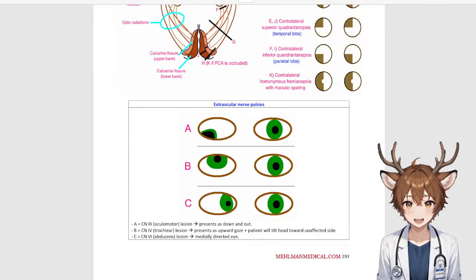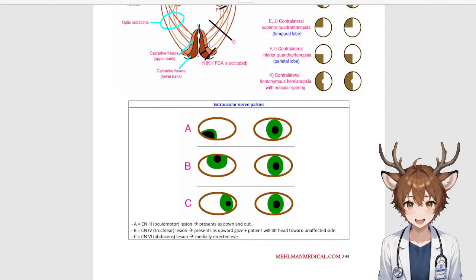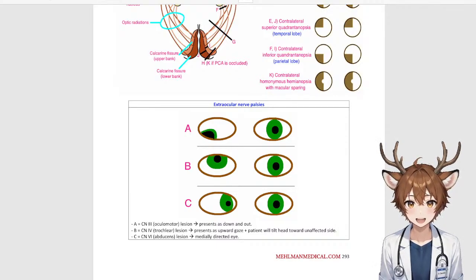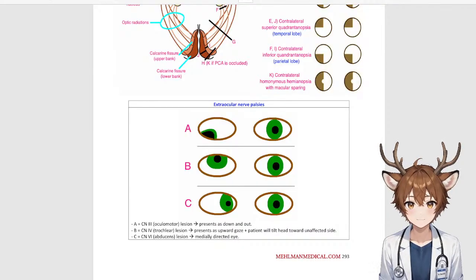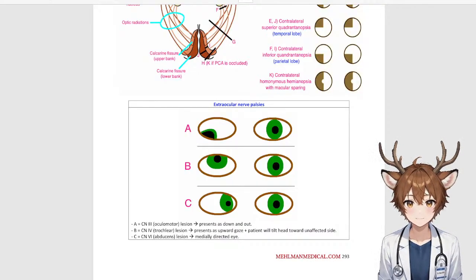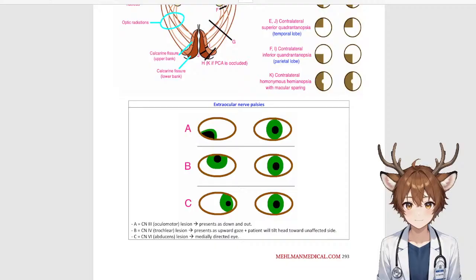So let me go figure that out right now. Okay. Trochlear nerve palsy picture. So let's find trochlear nerve palsy.